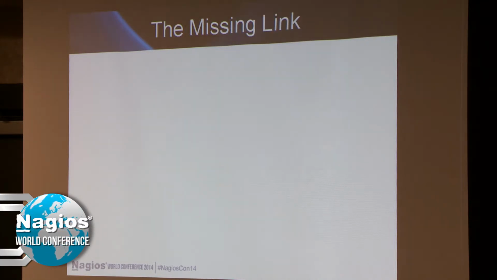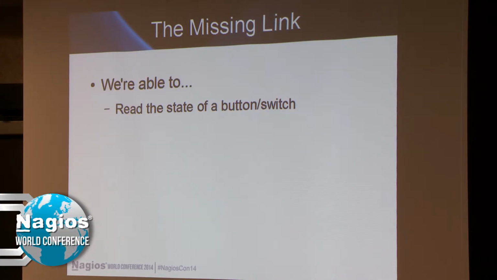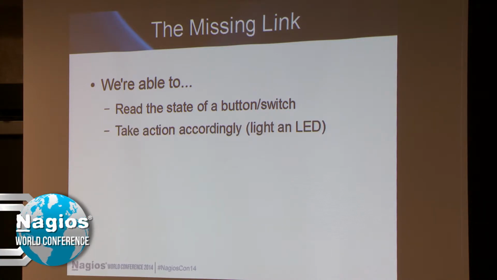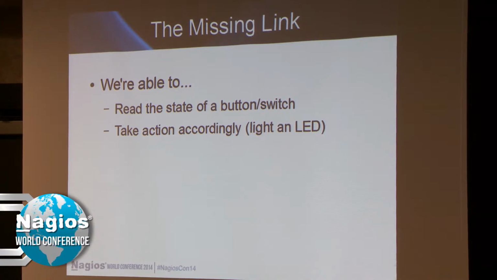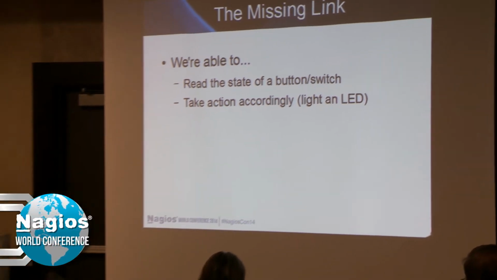So we're able to read the state of a button or a switch, temperature sensor, whatever, and take action accordingly. In this case, we light an LED. Maybe we want to spin a motor to raise our blinds or play a very annoying screech to get the cat off the counter.